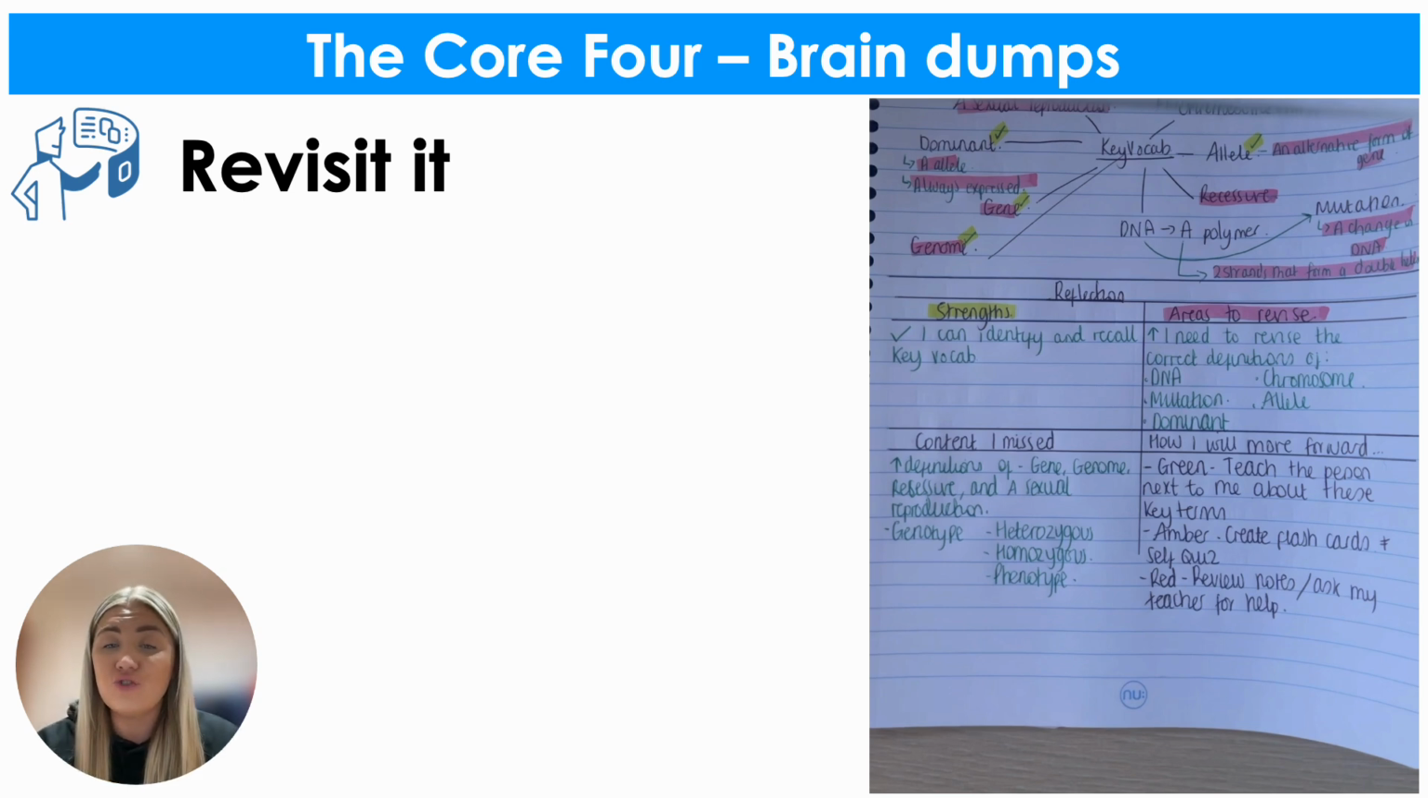But I've now addressed within this process where my strengths lie, what my areas I need to revise are, the content that I completely missed, which means I couldn't recall it at all, and I have been able to reflect and think about how I'm going to move forward with these different areas. And hopefully next time I attempt the same topic within a brain dump, I'm going to aim for even more content than the previous one, or try and write more in a shorter period of time.